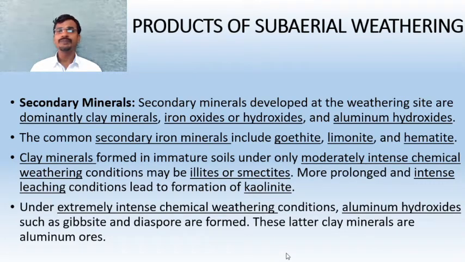Now let's look into the intense weathering condition, where the leaching leads to the formation of kaolinite. And under extremely intense chemical weathering conditions, you will have aluminium hydroxide such as gibbsite and diaspore formed. These latter clay minerals are also called aluminium ores.